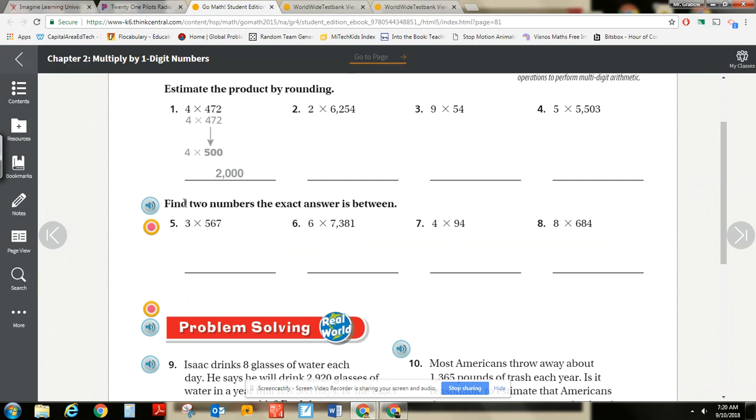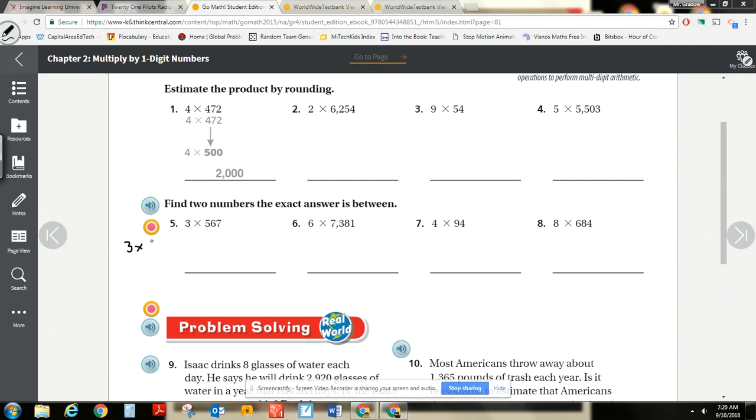So I really like finding that range. So find two numbers. The exact answer is in between. So we're going to find that low end and that high end of these problems. Okay, so I'm going to rewrite it. I'm going to write 3 times 567.